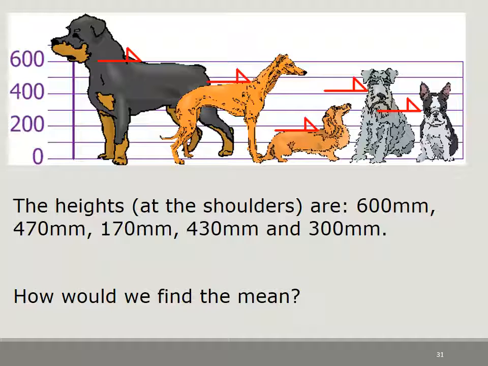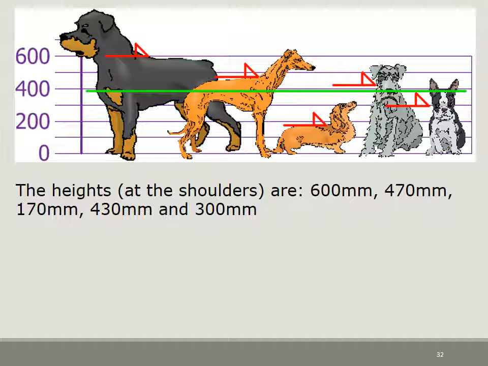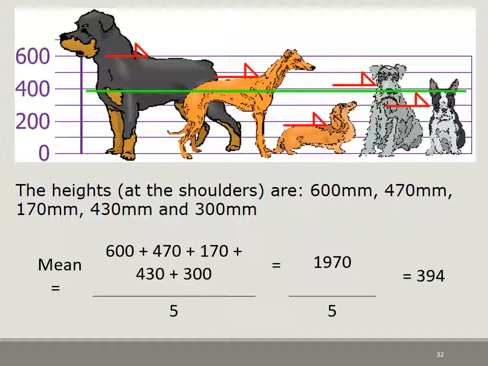The Dachshund, that's 170. I don't know the name of this dog, but it's 430. And then is that a Bull Terrier? Maybe 300 millimeters. Anyways, the point is not that I know my dog breeds. It's more the fact that you have these different heights. So how would you go about finding the mean? Well, we would add them up. We would say, here are all these numbers. What am I doing? I'm dividing by 5 because there's 5 of them. And that's going to get me to 394.